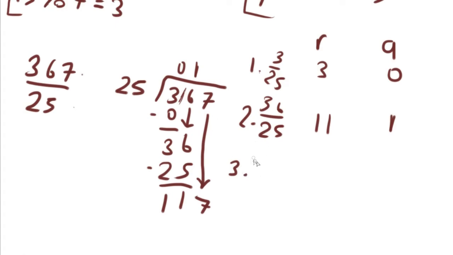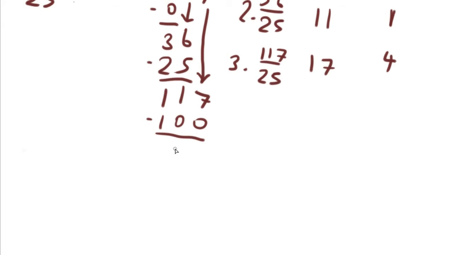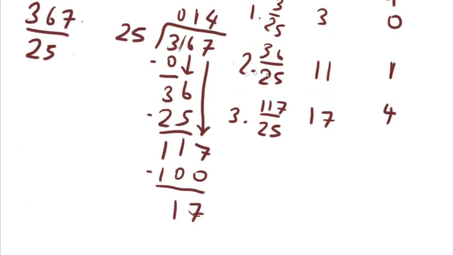So now, step 3. How many times does 25 fit in 117? 117 divided by 25. The quotient is 4 because 25 fits into 117 four times, and what's left over is 17. So then write down 4 up here, and then we multiply 4 by 25 to get 100, and we subtract it from 117 to get 17. At this point we're done because 25 doesn't fit into 17, and we have no more numbers left up here to pull down.